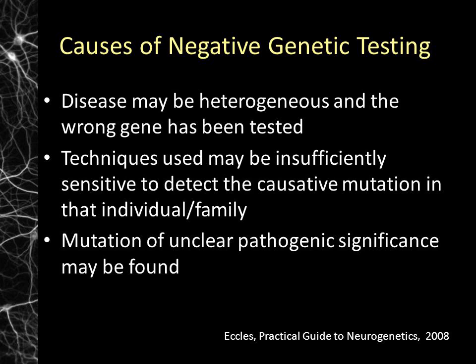Causes of negative genetic testing. Disease may be heterogeneous and the wrong gene has been tested. Techniques used may be insufficiently sensitive to detect the causative mutation in that individual or family. A mutation of unclear pathogenic significance may be found. Eccles, Practical Guide to Neurogenetics, 2008.